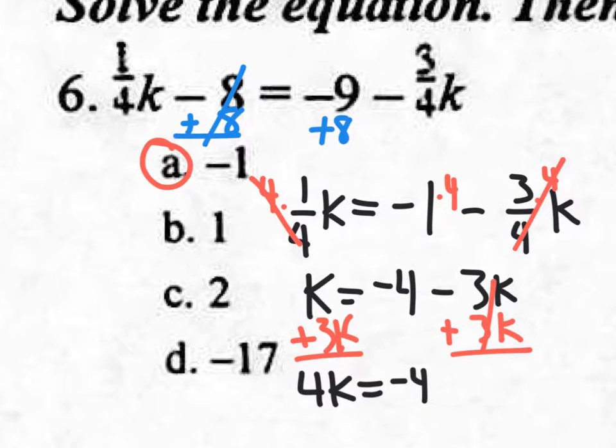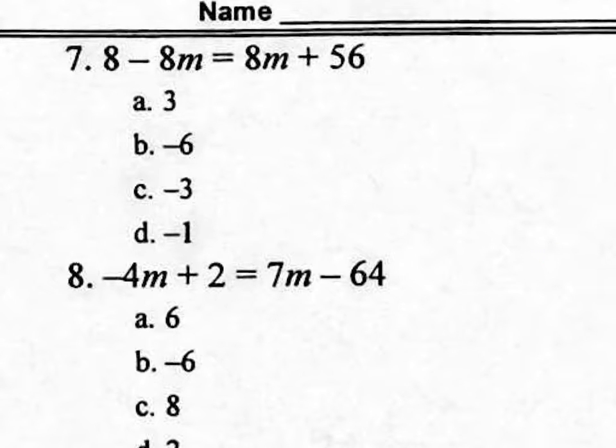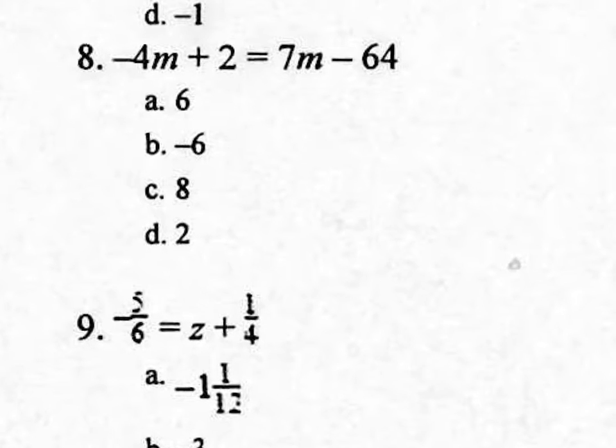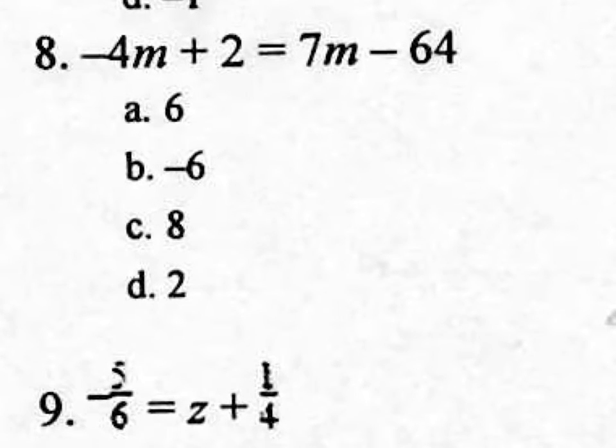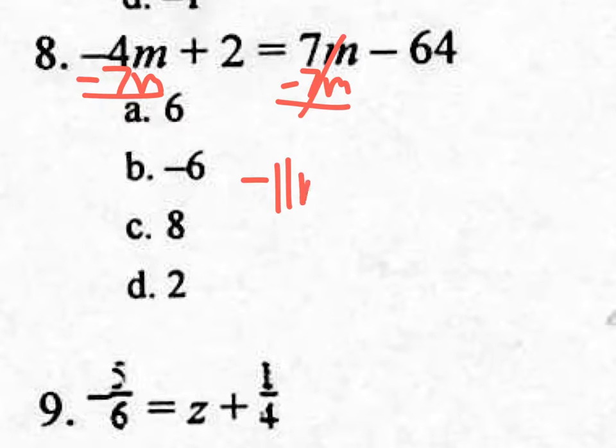Let's move on to number 7. So since 7 or 8 are pretty much the same, I'm just going to do one of them. I'm going to do 8, and let's solve by getting m by itself on one side. So I'm going to subtract 7m. Subtract 7m. You're going to have -11m. And let's bring down this +2 right here. So that's going to be +2 equals -64.